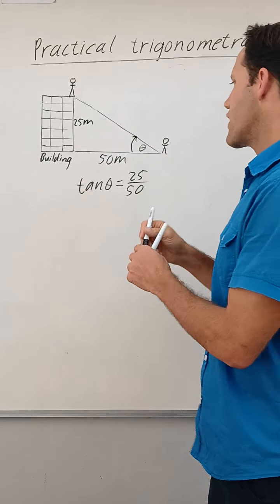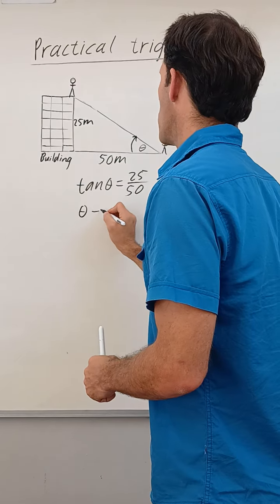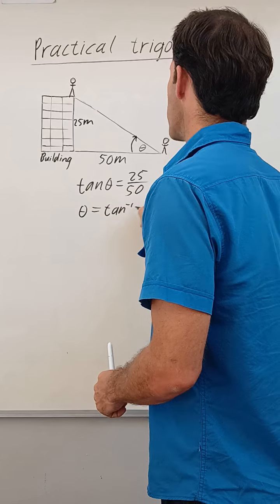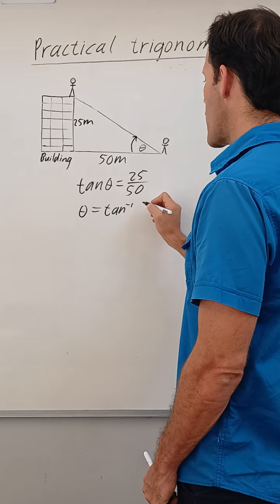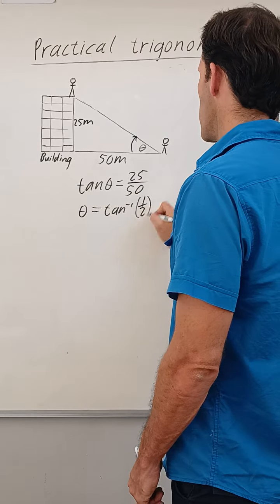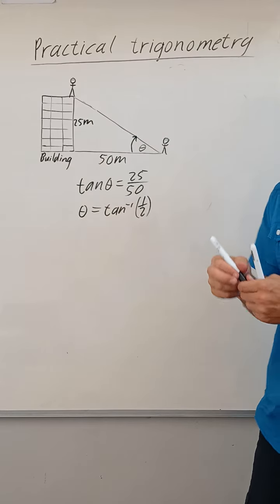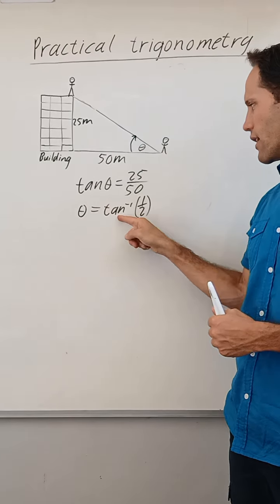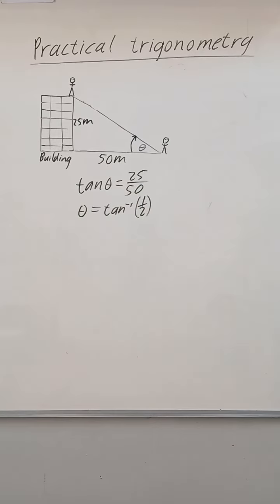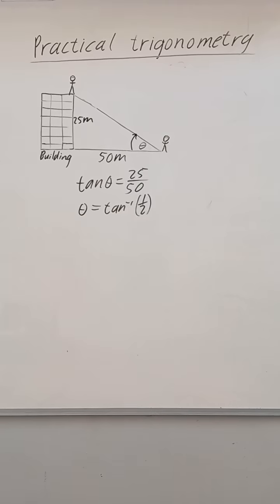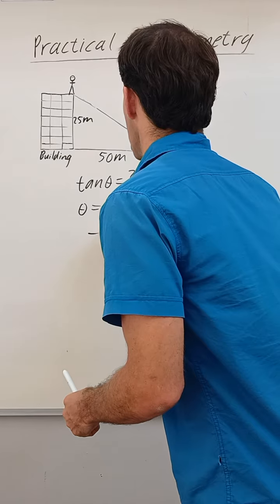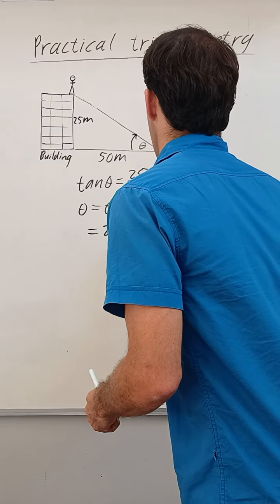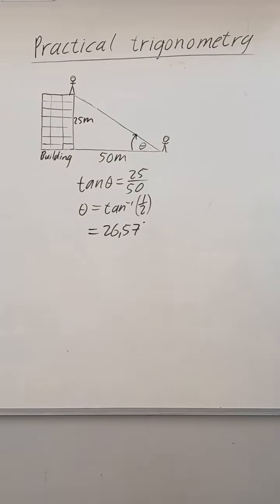So then you take the tan inverse and you say theta will be, on the calculator you say second function tan. 25 over 50 is a half. So you check on the calculator, you go to shift, second function on the calculator, top on the left, then tan, and then a half. And you see what it gives you. Then 26,57 degrees. Okay, so that's the angle of elevation.